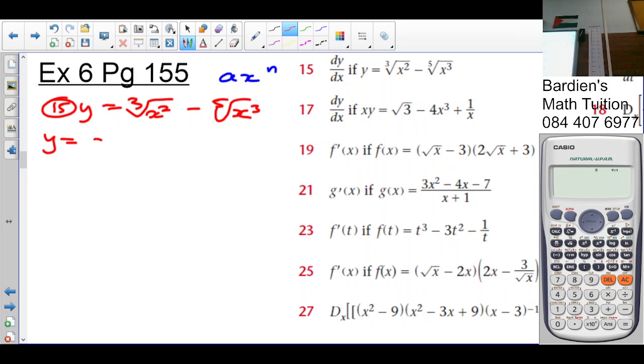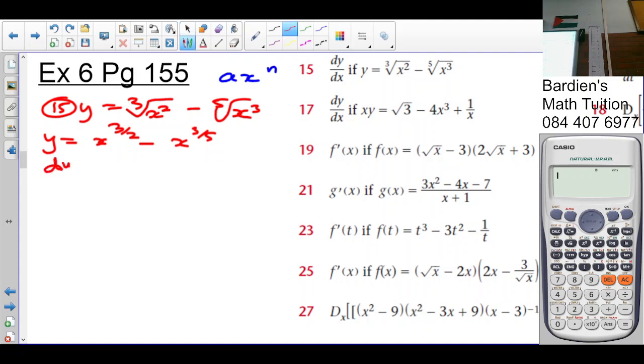So y is equal to x to the 3 over 2, minus x to the 3 over 5. I wrote it from radical form to exponential form. Remember that the root will always be the denominator in that fraction. Can you see that, people? The root will be the denominator in that fraction. Of course, the numerator is the exponent under the root.